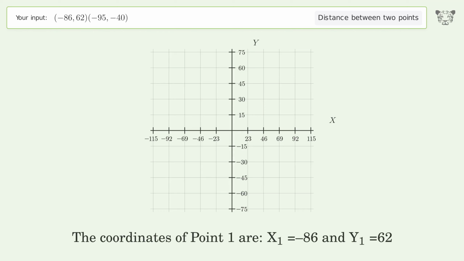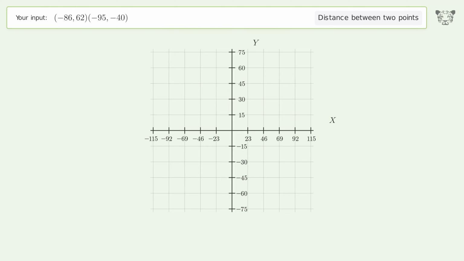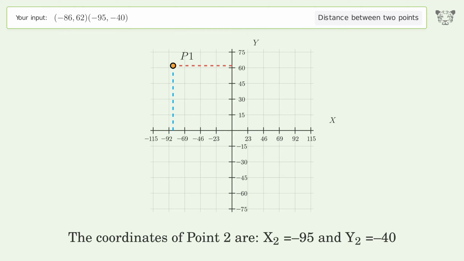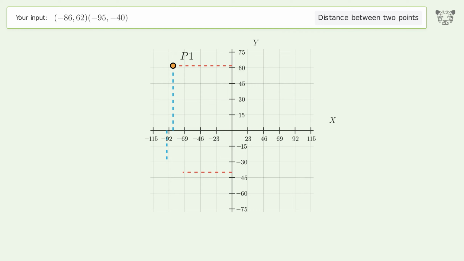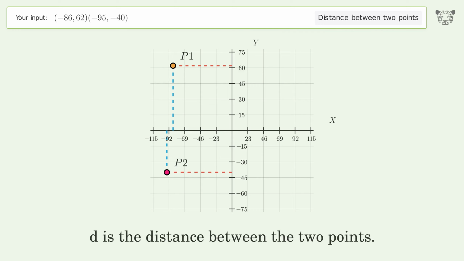The coordinates of point 1 are x1 equals -86 and y1 equals 62. The coordinates of point 2 are x2 equals -95 and y2 equals -40. D is the distance between the 2 points.